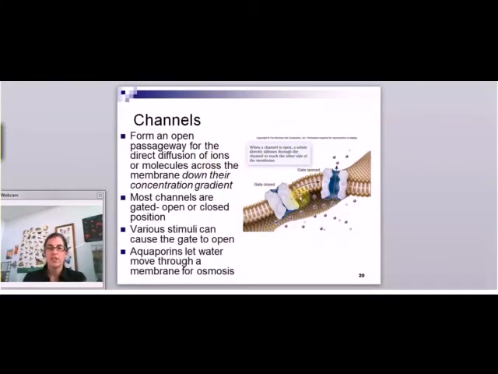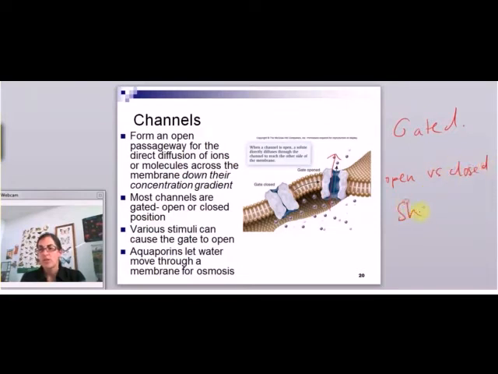A channel creates a passageway directly through the membrane. So it really is like a tunnel. So we can see this example here. There's an opening. The protein is embedded fully through the membrane and creates this opening that the solute or water can pass through. This is an example of a gated channel protein. So that means it has an open and closed conformation.